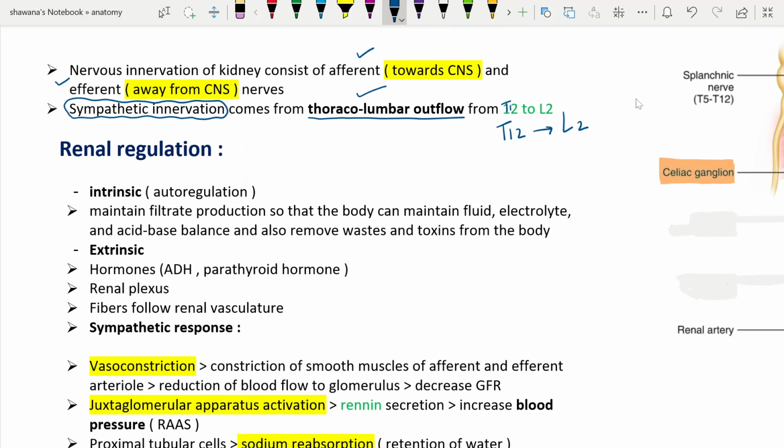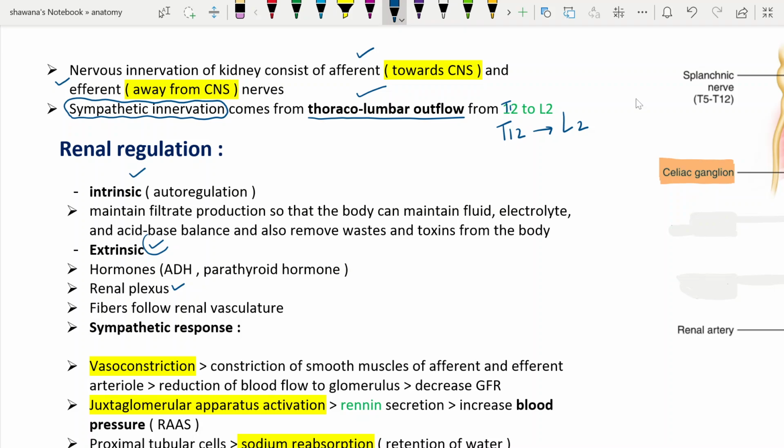First of all, the renal regulation. The renal regulation can be intrinsic, like autoregulation, where it filters the waste products and maintains the acid-base balance and osmotic conditions of the body. This is the intrinsic regulation of the kidney. Extrinsic regulation is controlled by extrinsic factors like hormones: ADH, antidiuretic hormone, parathyroid hormone, and aldosterone. These are the extrinsic regulations of the kidney. Then there is the renal plexus, which is the innervation, and its fibers.